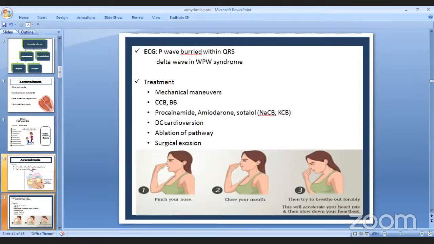Now let's talk about the ECG. What does the ECG look like? In some cases the P wave is going to get buried within the QRS. But in case of Wolff Parkinson White, there is going to be a delta wave. Now let us talk about this delta wave a little.